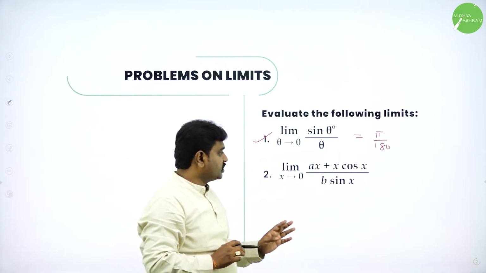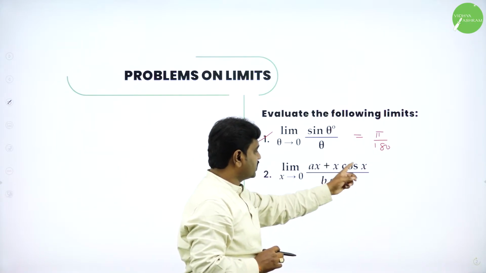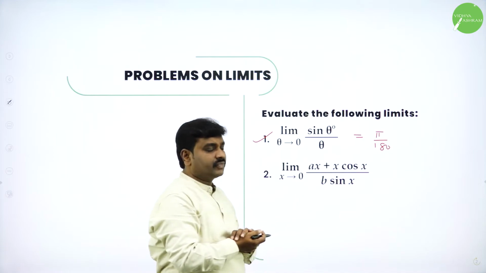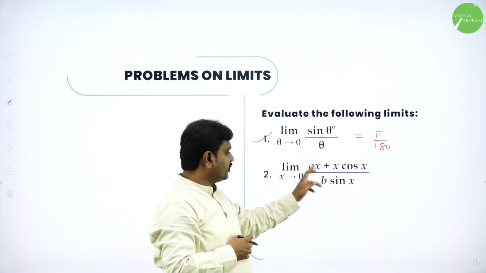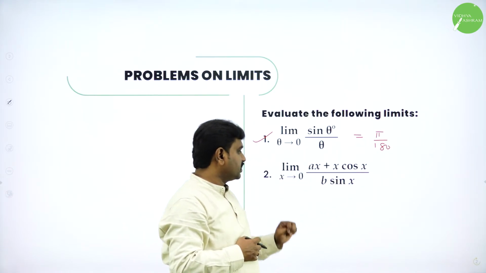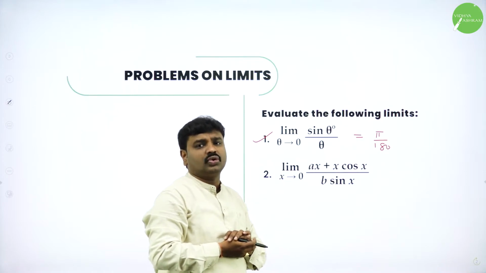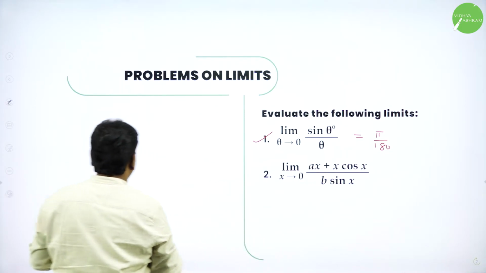Limit x tends to 0, (ax plus x cos x) by (b sin x). Now in the place of x, if you put 0, a into 0 is 0, 0 into anything is 0, it will become 0 by 0. So first we need to simplify this.